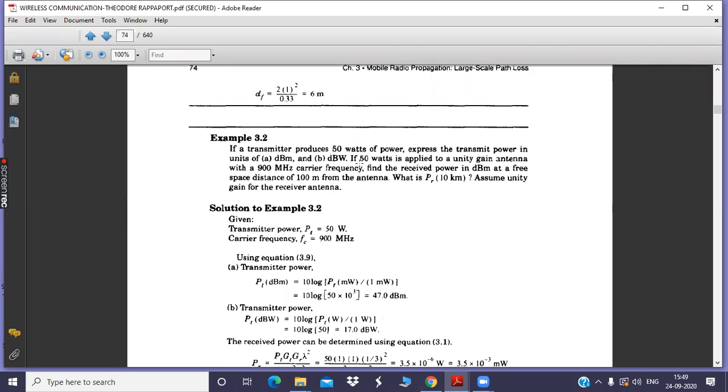So to express the power in dBm, what we have to do? We have to divide it by 0.001 and then take 10 log. So don't skip that 0.001 if you are asked to find in dBm. At a free space distance of 100 meter. So what is that 100 meter? Can anybody tell? At a free space distance of 100 meter means, is it D or D0? What is that?